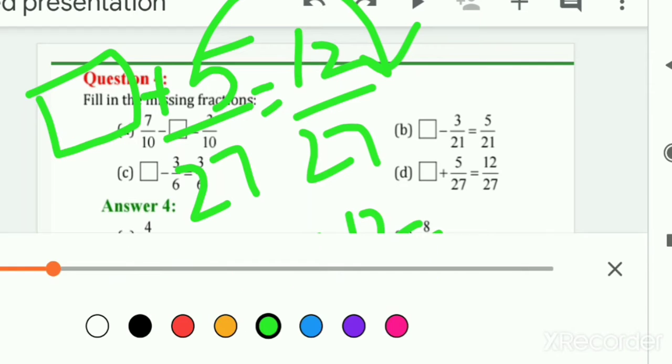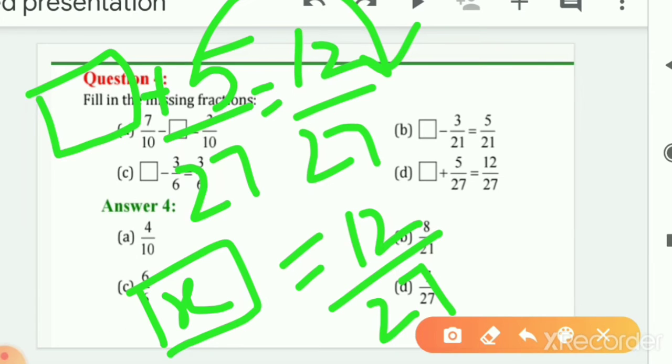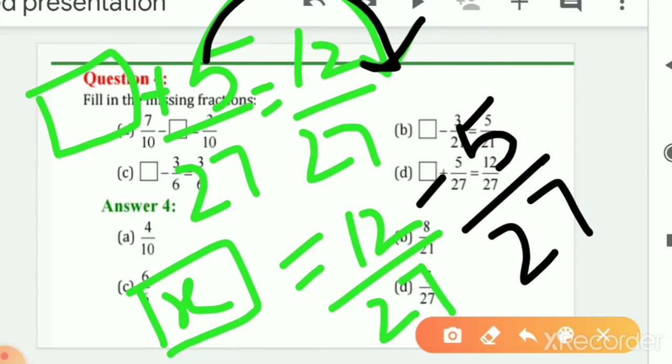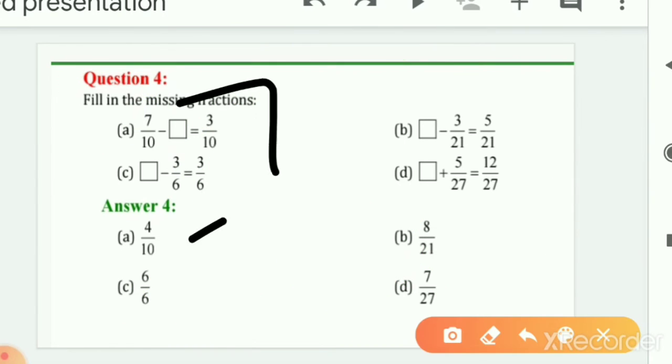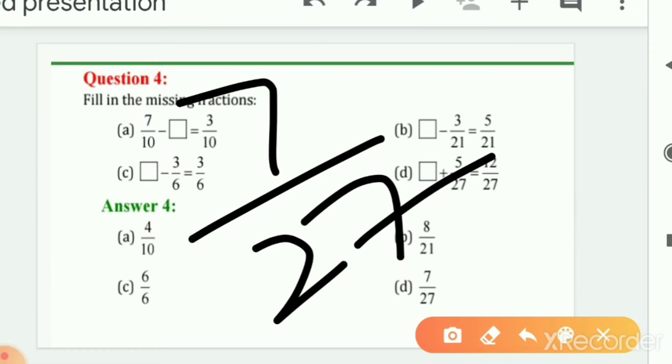We are taking this plus here, plus 5 by 27 here. It will become minus 5 by 27. So 12 minus 5 is 7. 7 by 27 will be our answer. 7 by 27. Okay.